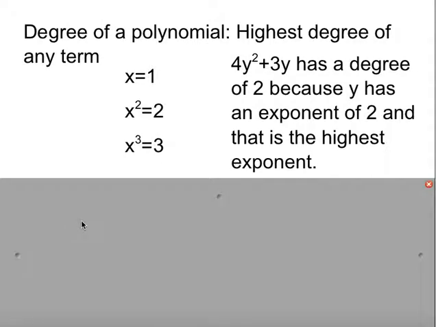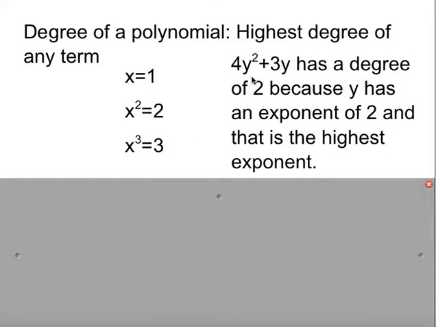So we can talk about the degree of a polynomial. And the degree of a polynomial is the highest degree of any term. What that means is that when we look at our different terms, x, x squared, x cubed, we would say the degree of these is based on their exponents. So x has a degree of 1 because it has an exponent of 1. X squared has a degree of 2. X cubed has a degree of 3.